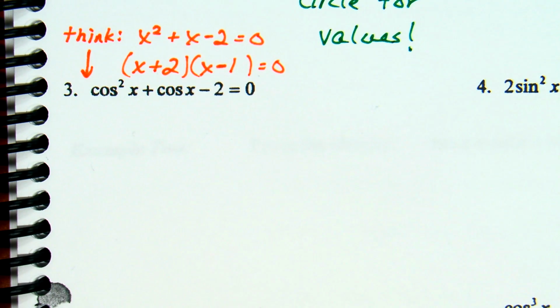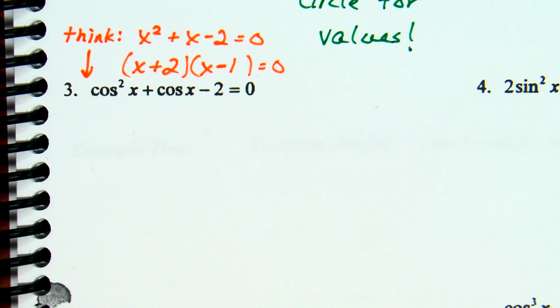I'm stopping here because we're going to go back into cosine world. But we would set them each equal to 0, right? So where you'd have x plus 2 equals 0, x minus 1 equals 0, subtract the 2, add the 1. Okay, hold that thought. We need to go back to cosine world. We have to, whether you like it or not.